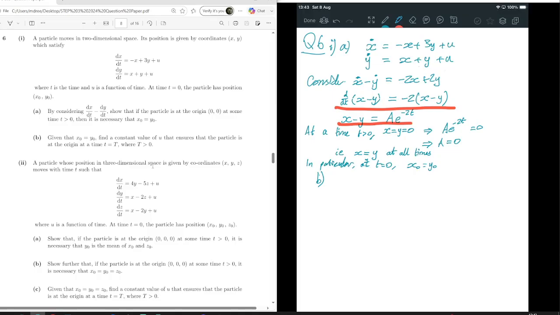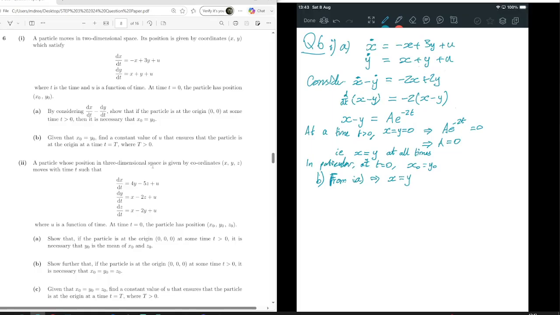Now if we put t equals 0 in, we know that x naught equals y naught, so this side would equal 0 and the other side would equal a, so the a would still be equal to 0. So we do have the same kind of result. So from part A, this is saying that x is equal to y again.